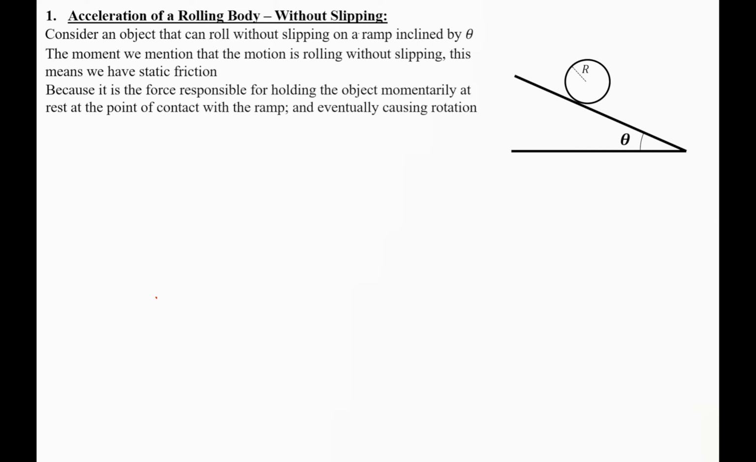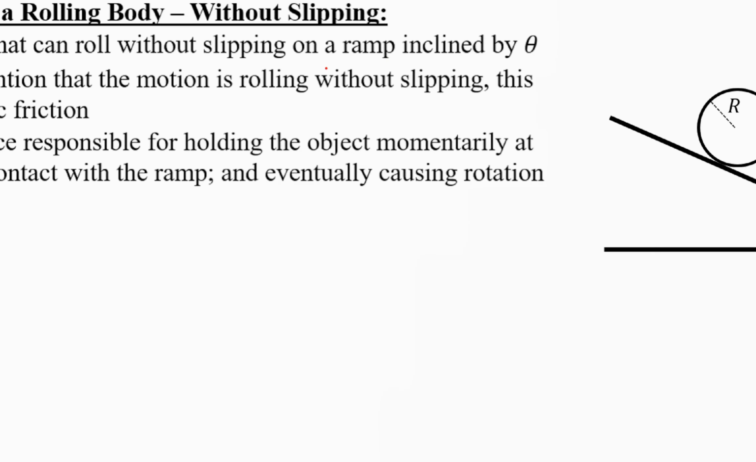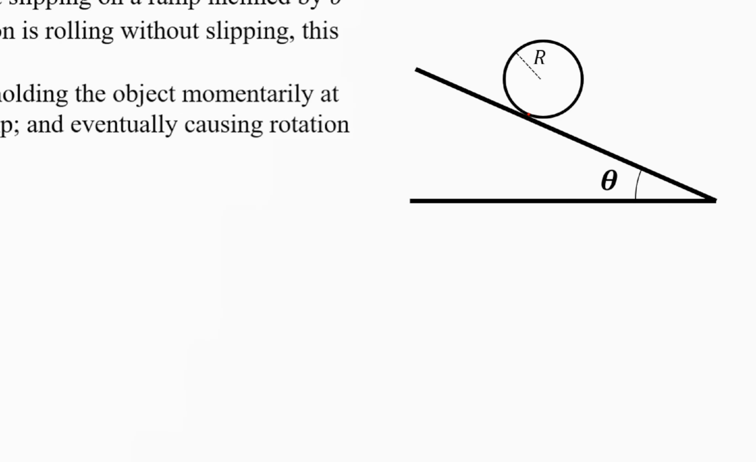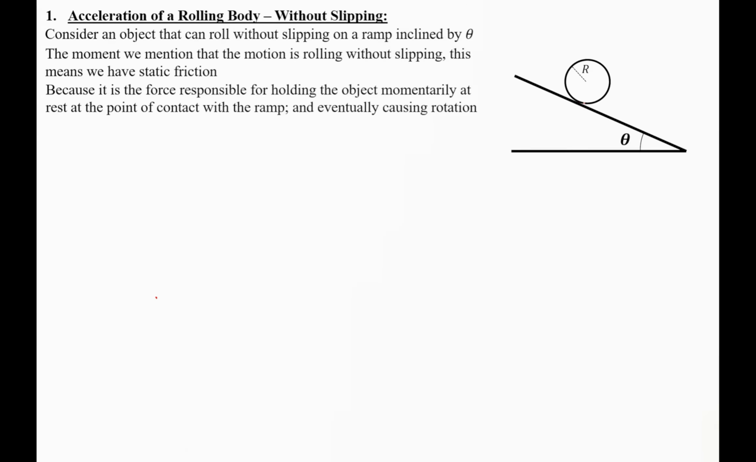So what I'm trying to point out is that rolling without slipping only happens due to friction. But which friction, static or kinetic? It's a bit confusing because the object is in motion, but we're talking about this point, which is momentarily at rest when the object is rolling. So we're talking about static friction, and it is the force which is responsible for holding the body.